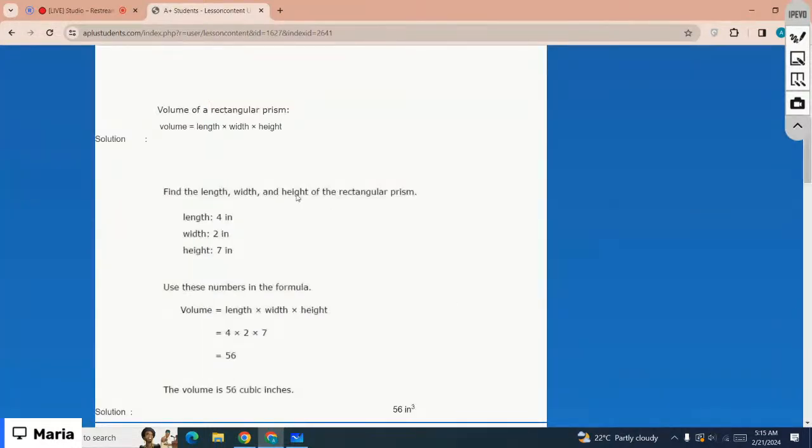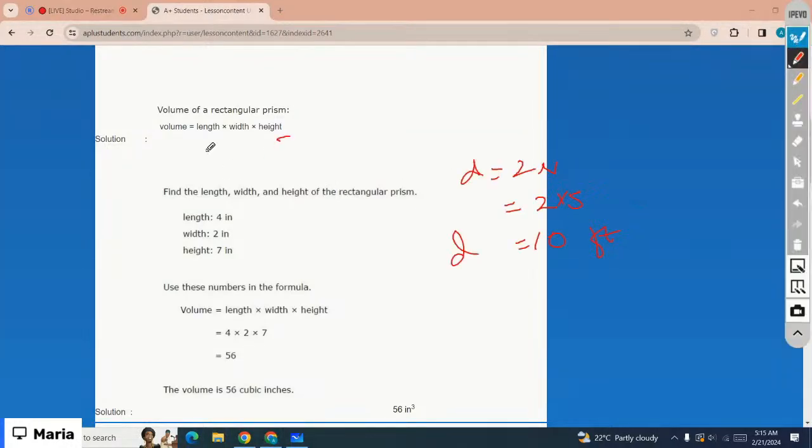So how do we calculate? This is the formula. You can note the formulas down, they are very, very helpful. Volume equals length times width times height, right? So to calculate the volume of the rectangular prism, you need to multiply the length, the width, and the height. For this prism, that is 4 times 2 times 7. So the correct option is 56 cubic inches.